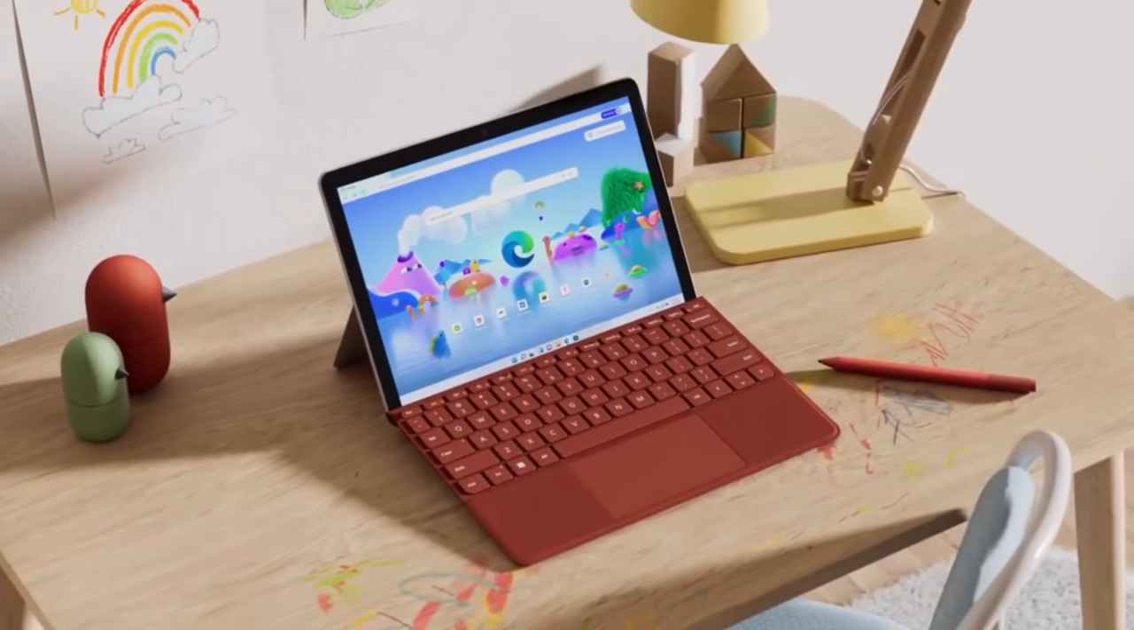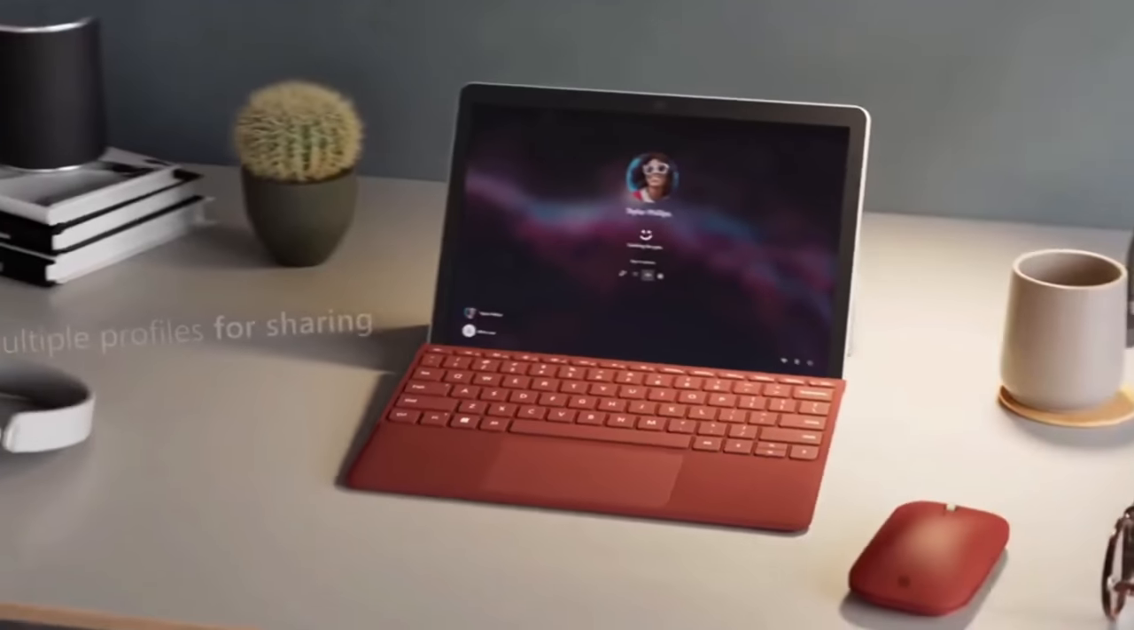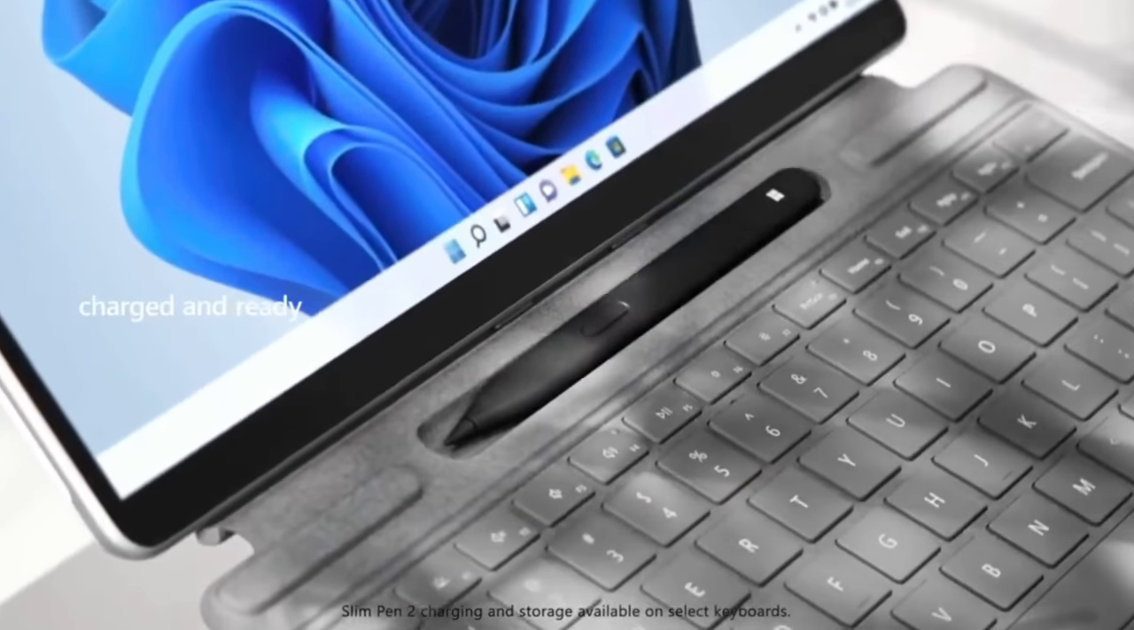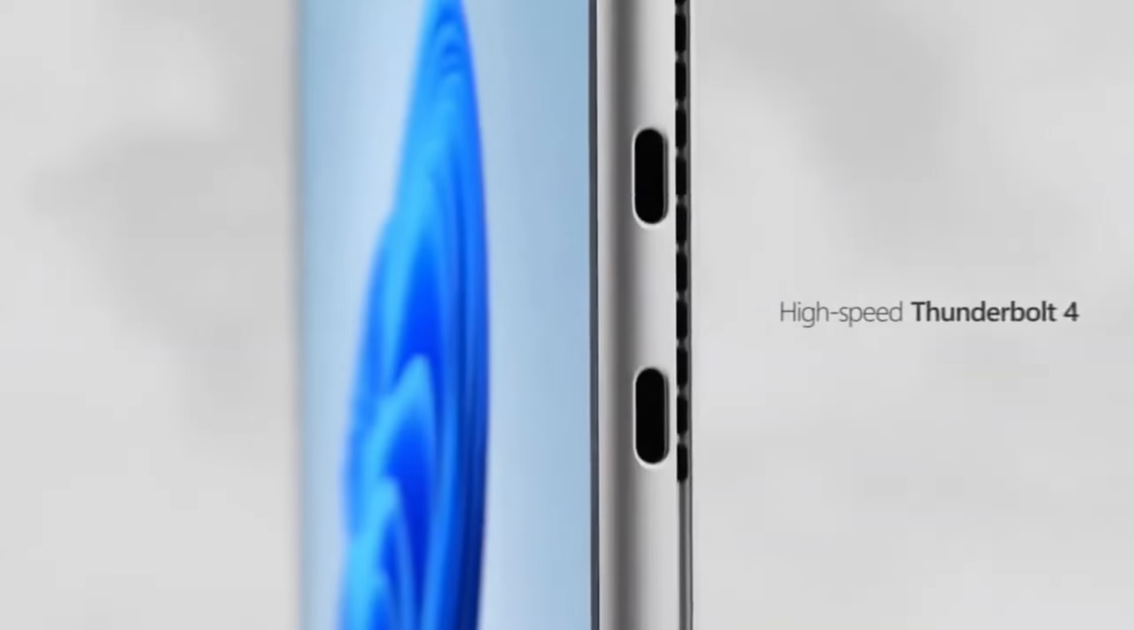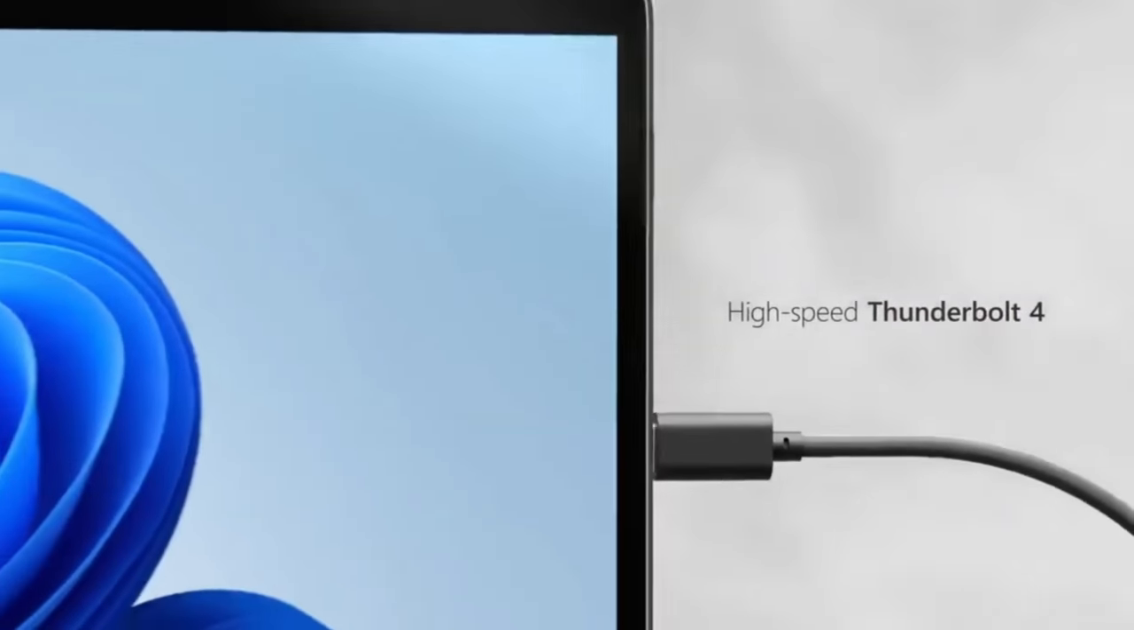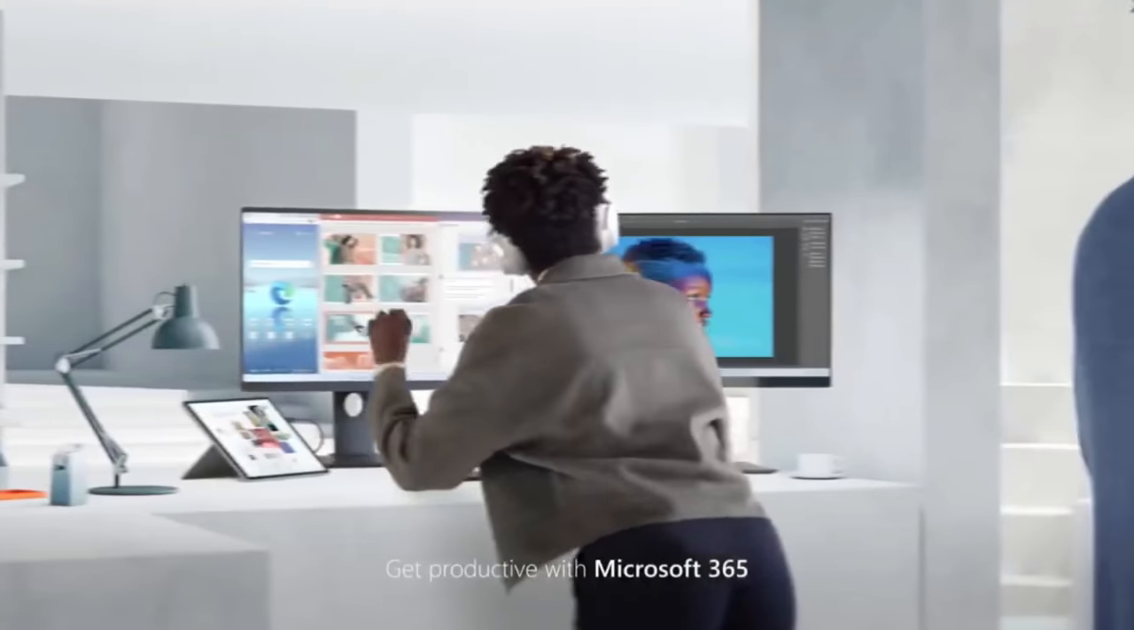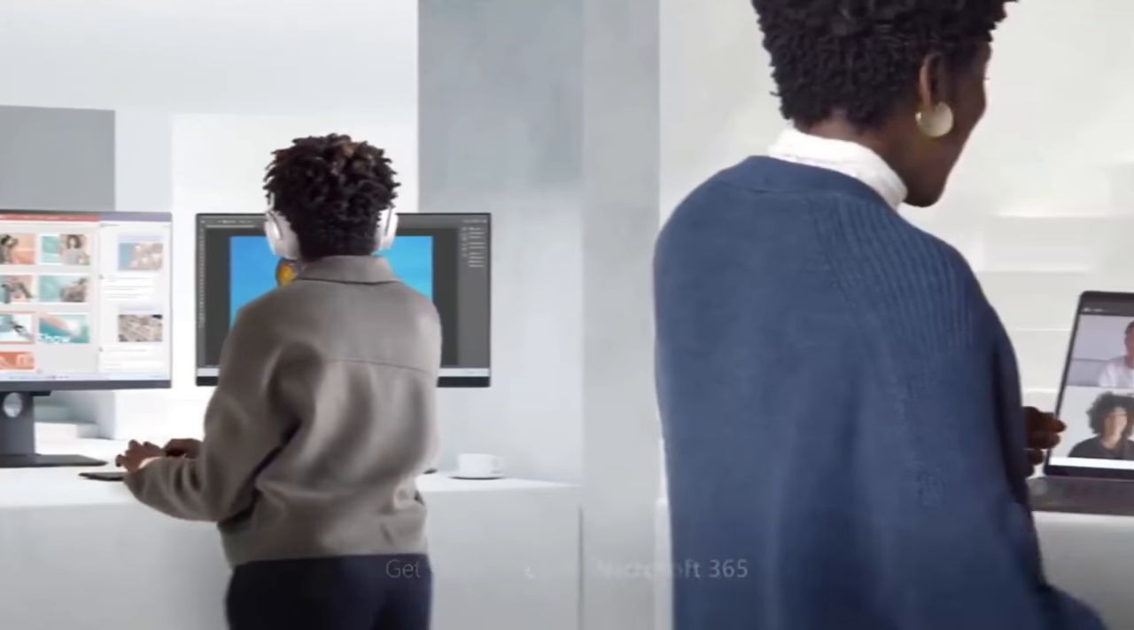Each of these new devices feature innovative functions, including Pixel Sense display, premium quality mics and cameras, along with a powerful silicon. So in this video, I'm going to show you the newly launched Microsoft laptops that you can consider to buy for 2022.